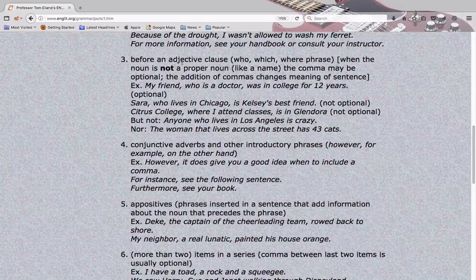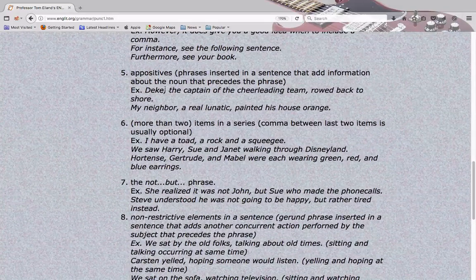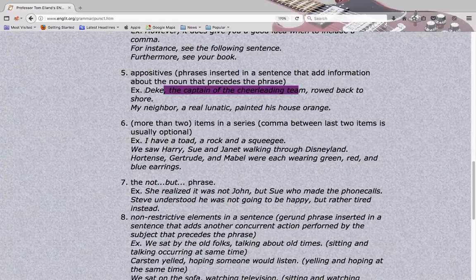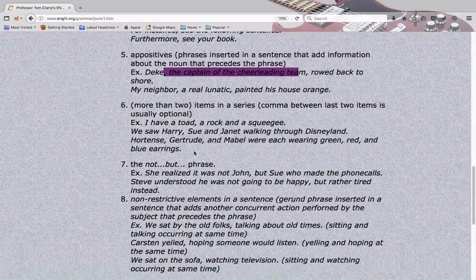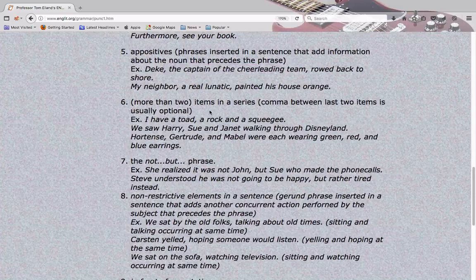Something that's kind of linked to the adjective phrase is another phrase that basically explains what this is but doesn't use the word who or that or what. In this case, we also have the items in a series. You know, I have a toad, comma, a rock, comma, and a squeegee. If you're using APA formatting, you have to put the comma here. MLA formatting tells you the comma is optional. So in most of these, I did not include the comma, but on this one, I did.